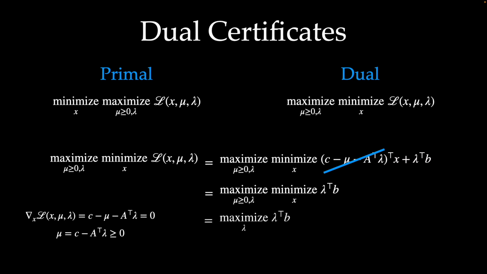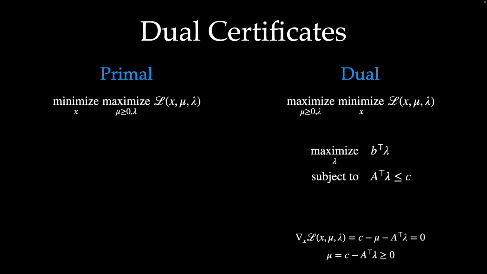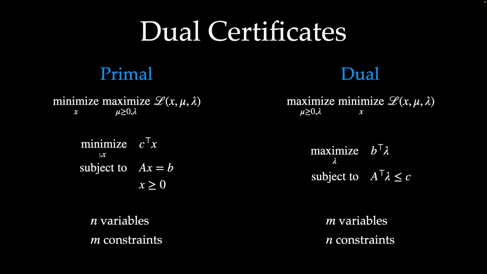Now writing the entire dual form of the problem out, we have the following. We maximize b transpose lambda with the constraint that A transpose lambda is less than or equal to c. Comparing that to the primal problem, where we minimized c transpose x with Ax equal to b, we see that in the primal problem we had n variables because x has n dimensions, and we had m constraints because A was an m by n matrix. Now in the dual form of the problem, lambda is m dimensional, so it's m by 1, and we have n constraints here because we're looking at A transpose now. So we have n constraints.